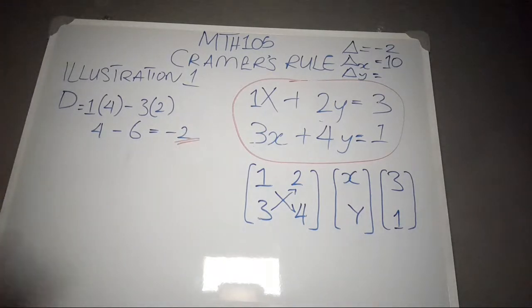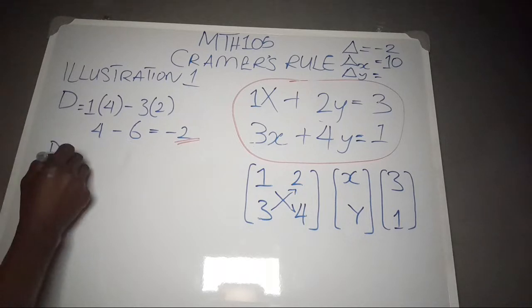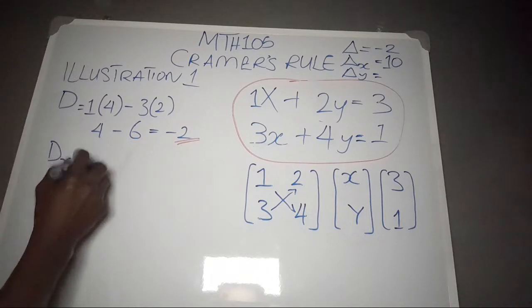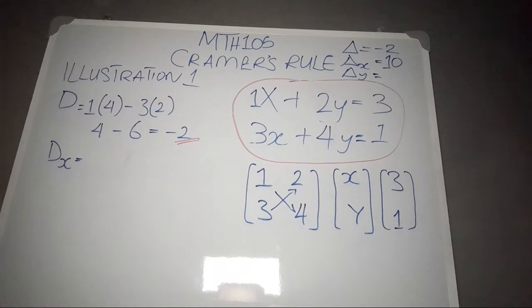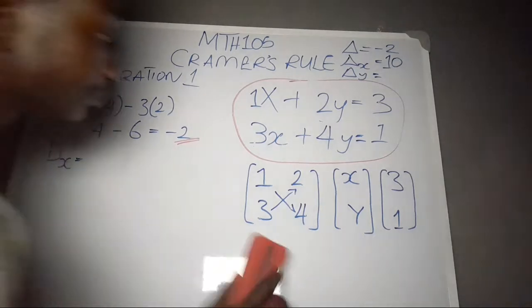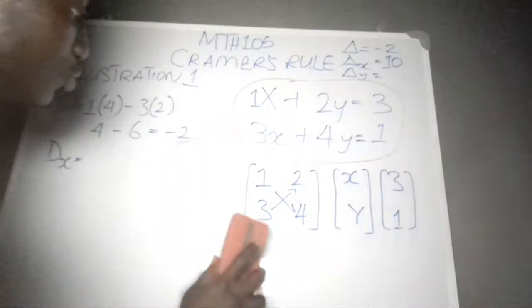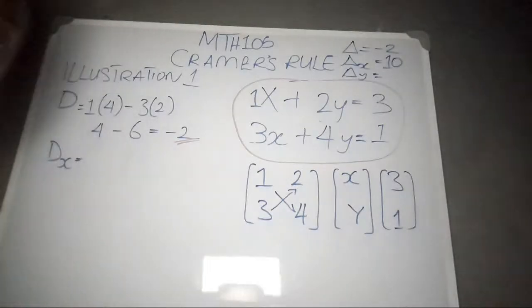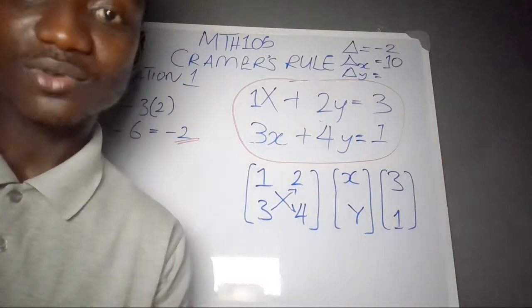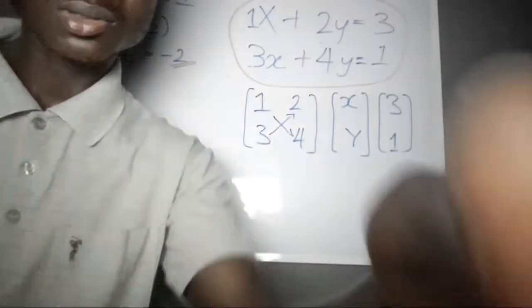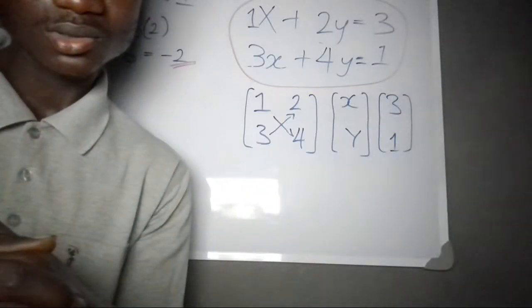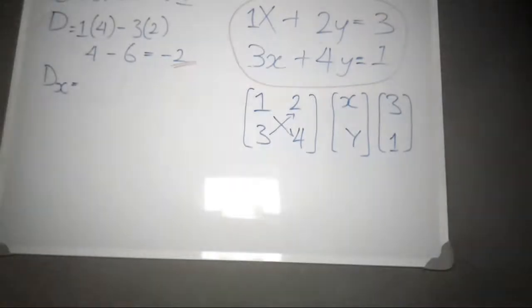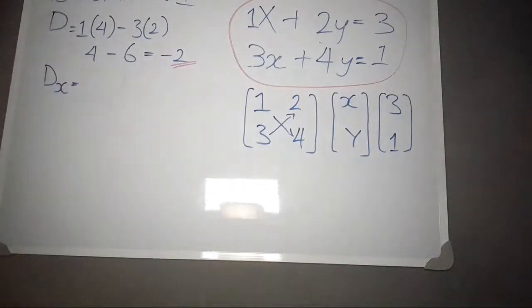So to get the determinant for x, we then say... I don't want to erase this. Let me just try and adjust the camera so we can see what we have under, because I really don't want to erase that. When we have 6 minus 6, that will be 0 straight up.